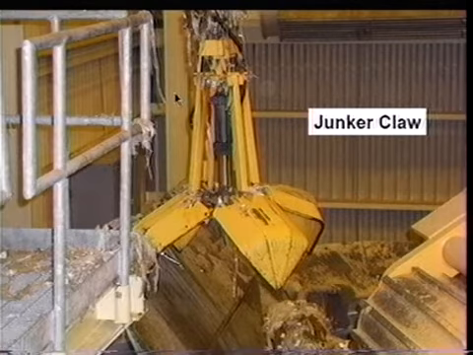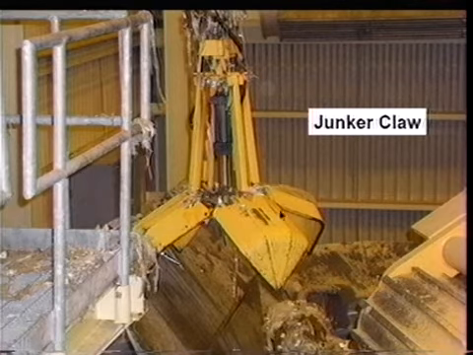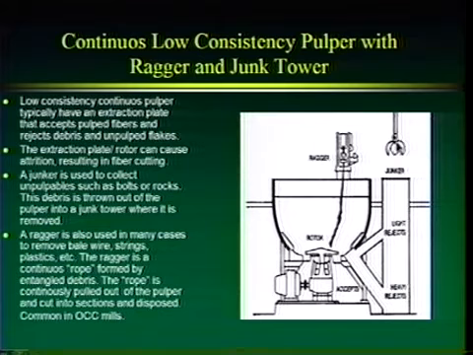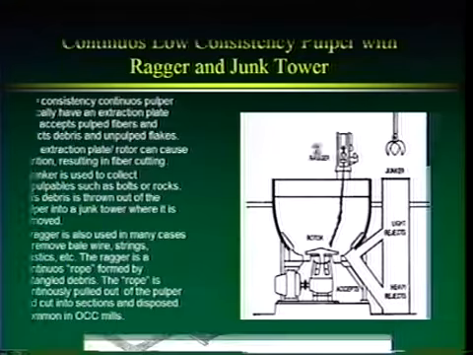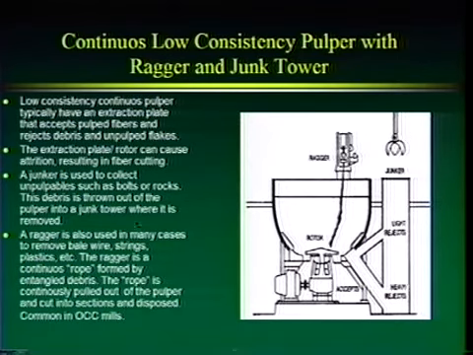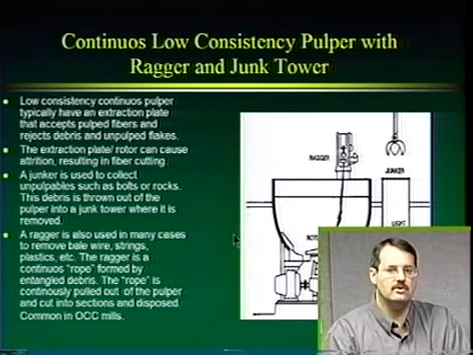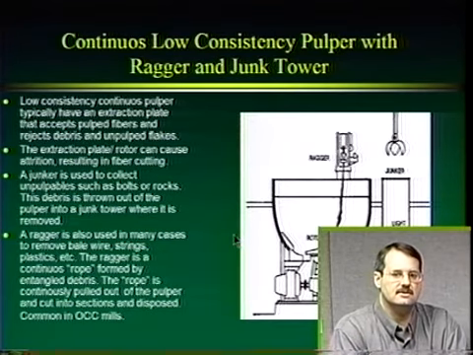The same pulper has a junker claw, and here's the junker claw. It might be 4 to 6 feet wide, I'm estimating. And that junker claw again is going to dip down into this tower, which collects all the large debris thrown from this rotor, and the large debris is just taken out by the junker. Okay, so that is one very common way in an OCC mill to remove large debris contaminants from a continuous pulper.